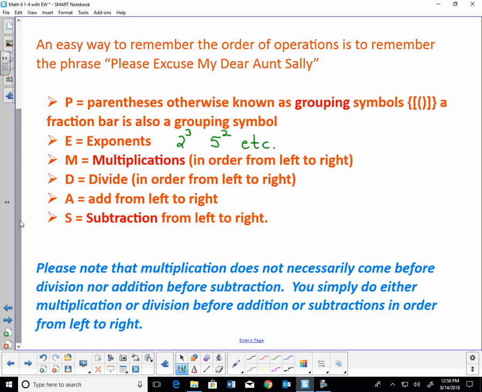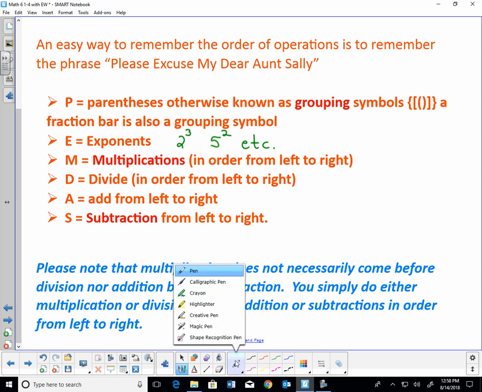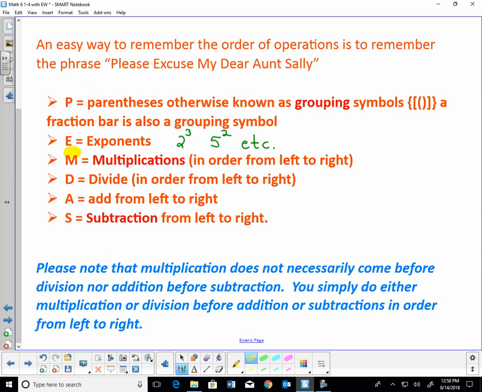M stands for multiplication. And multiplication is done in order from left to right, because we read from left to right. D is division, again in order from left to right. This means these two particular properties, multiplication and division, do not necessarily have to come in that order. It's not always multiply before you divide. It's do multiplication and or division, whichever one comes first as you read from left to right.